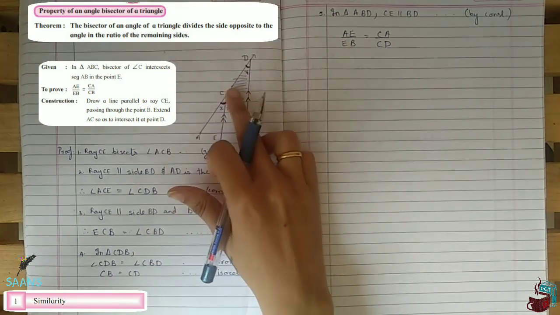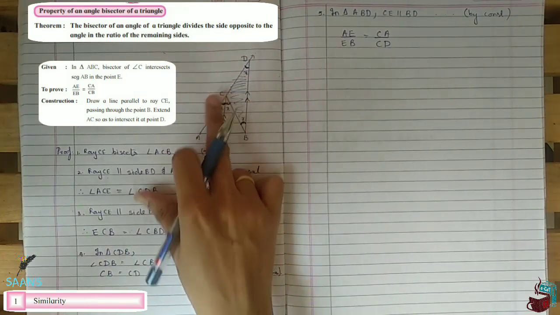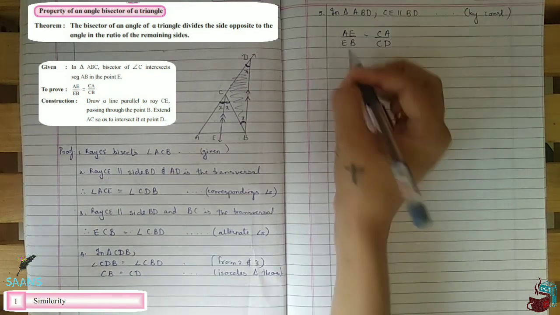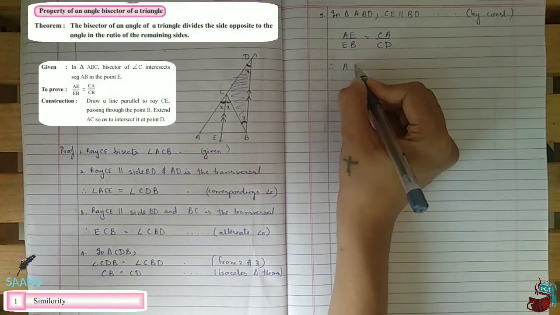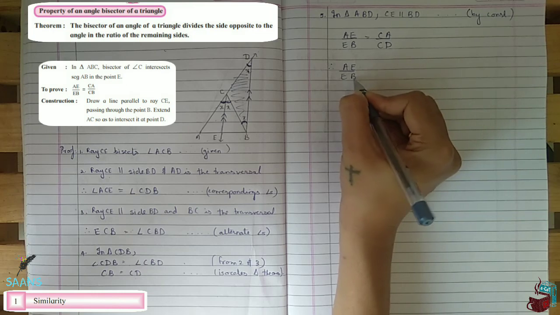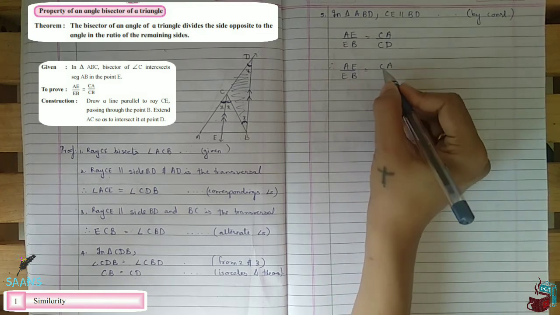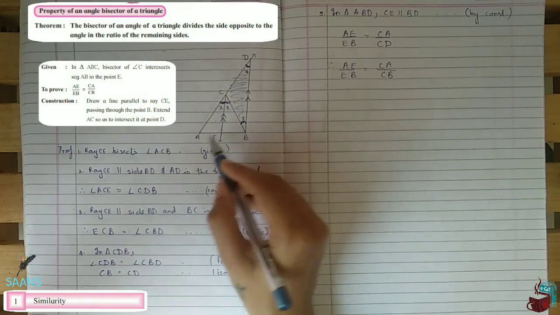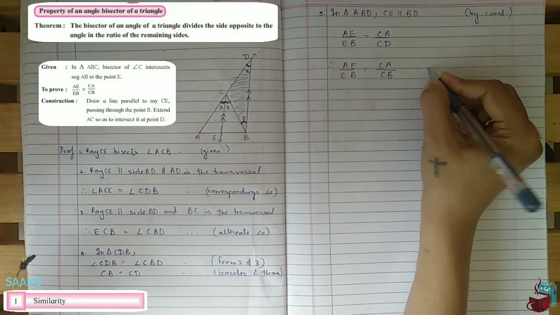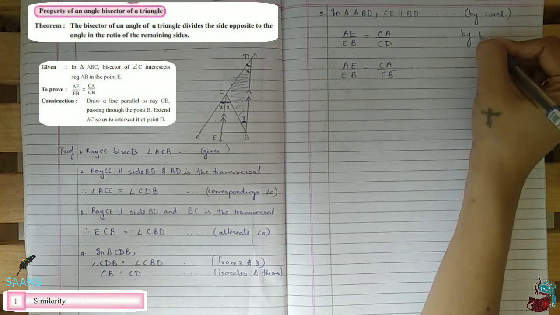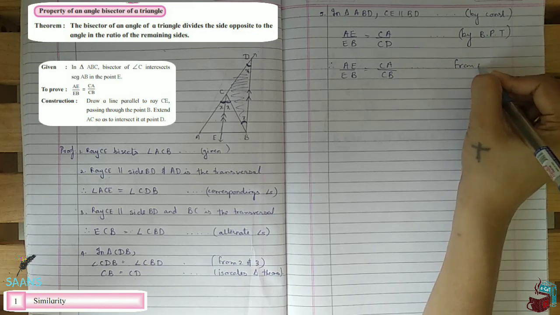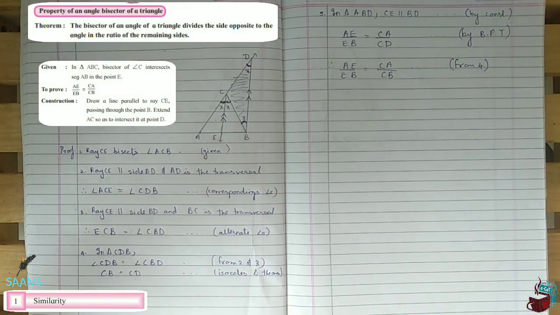You can write AC upon CD also, because it goes like this, but you can write CA upon CD also. Okay? But CD is nothing but CB. Therefore, AE upon EB is equal to CA upon CB, and we replace CD by CB. So these are the 2 sides of the triangle. Okay? That is, this is by BPT and this is from 4.